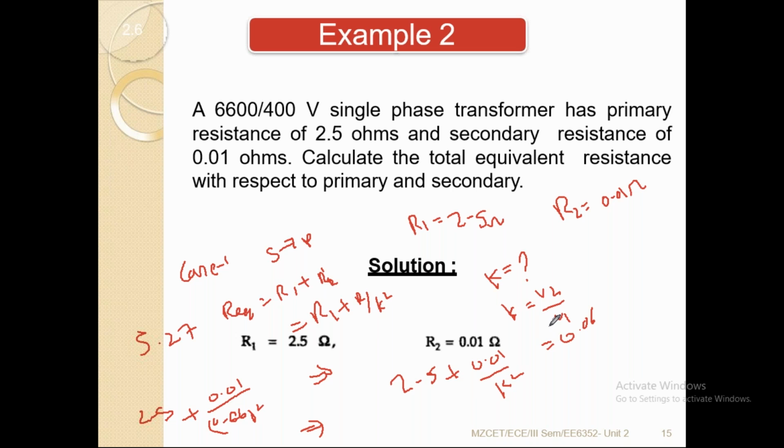So here K value is V2 by V1, right? So this is the primary voltage and secondary voltage V1 and V2. So 400 divided by 6600, you will get 0.06. That is K value. Now when you substitute here 2.5 plus 0.01 divided by 0.06 whole square. So again do this carefully. So answer is 5.27 ohms.